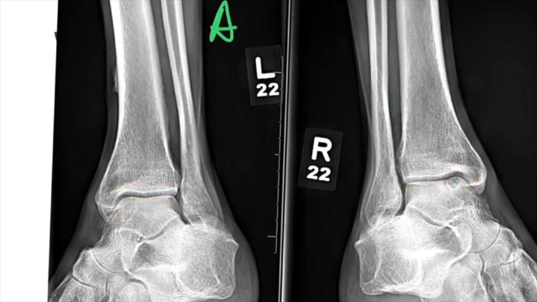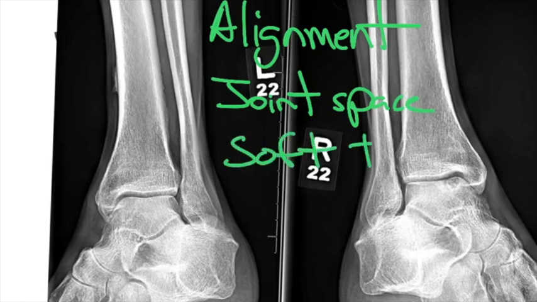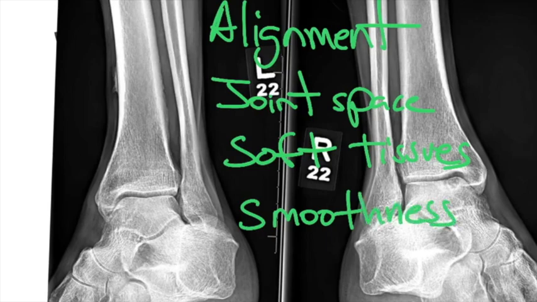So you're going to look at the alignment. You're going to look at the joint space. You're going to look at the soft tissues, and you're going to look for the smoothness, and you're going to look for those lucencies that will help you identify fractures.